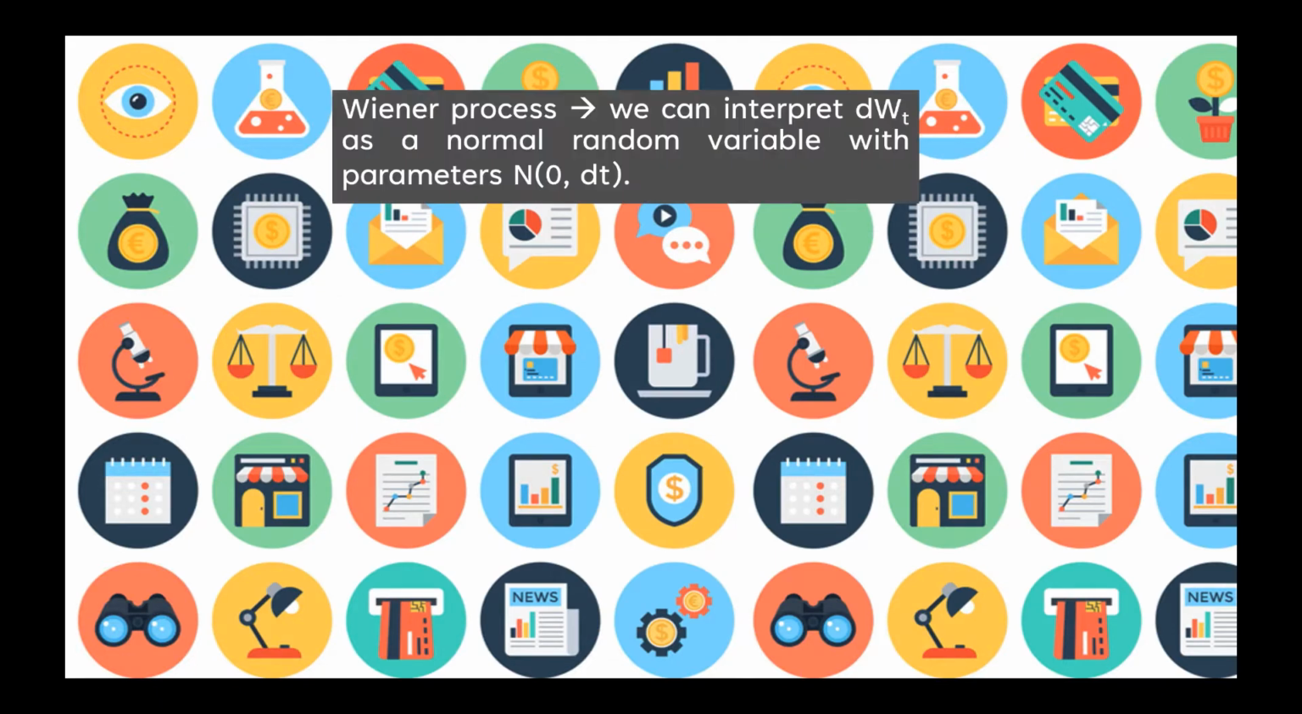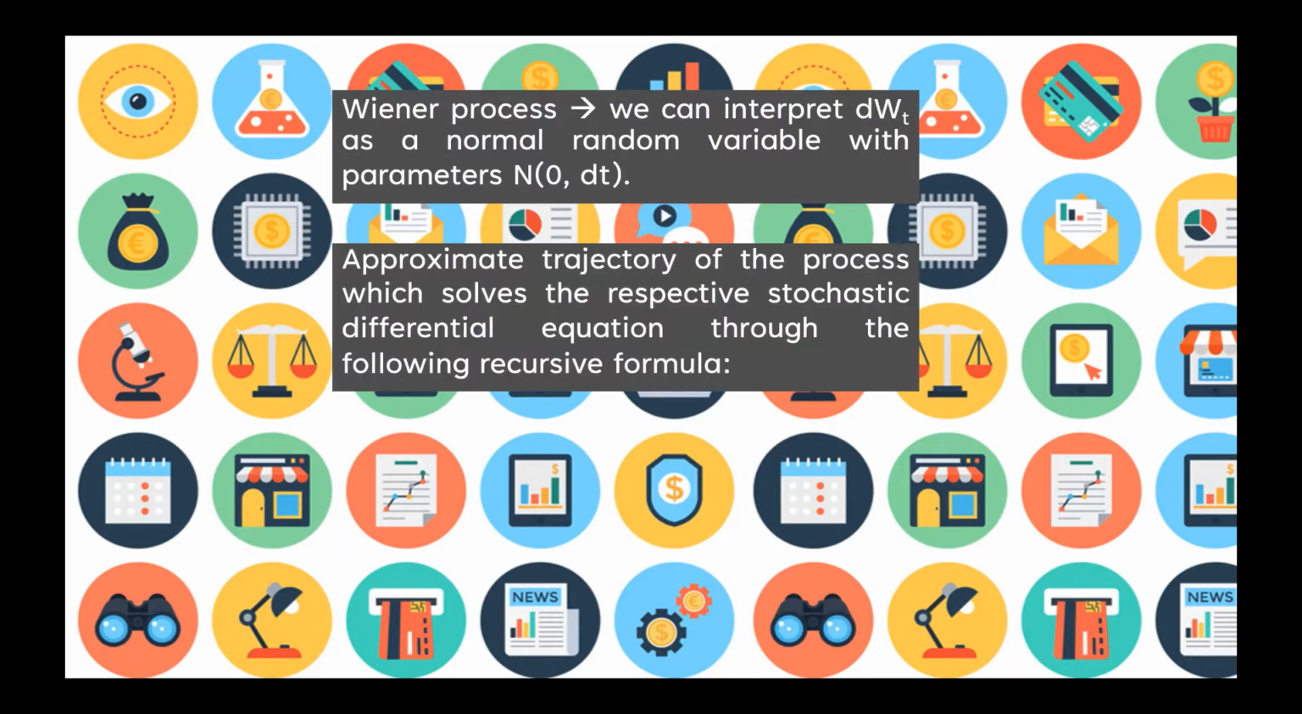Thanks to the properties of the Wiener process, we can interpret the derivative of w as a normal random variable with mean 0 and standard deviation equal to the square root of the derivative of t. Thus, an approximate trajectory of the process is created which solves the respective stochastic differential equations through the following recursive formula.